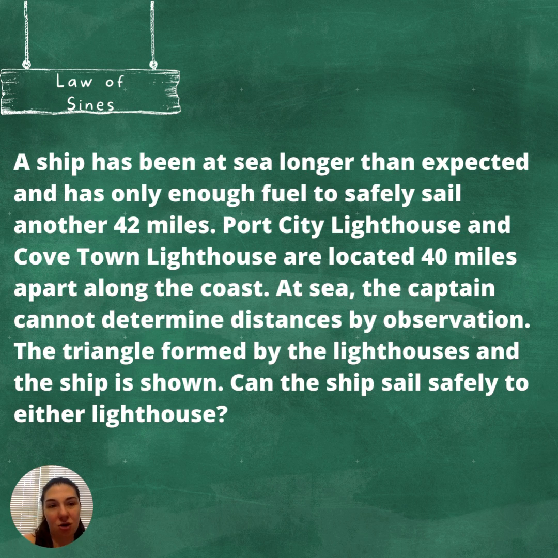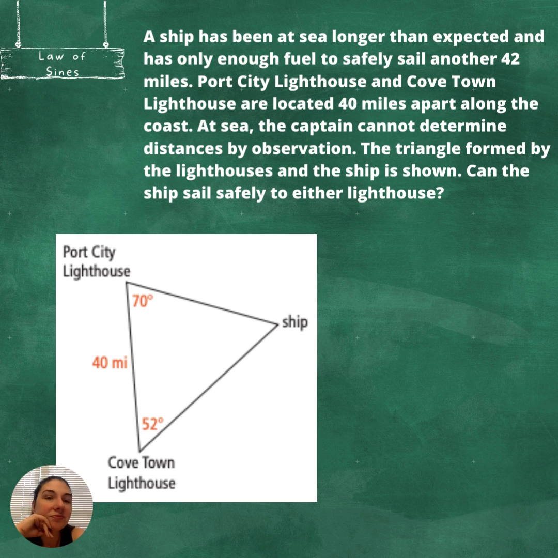I wanted to put the picture on one slide. Can the ship safely sail to either lighthouse? I just flipped the words, but that's okay. So here's the picture. We have it represented here that Port City Lighthouse to Covetown Lighthouse is 40. They provided us angle measures at Port City Lighthouse and at Covetown Lighthouse, so one's 70 degrees and one's 52. And they want to know if the ship, which is located at the other vertex, can safely travel to either lighthouse.